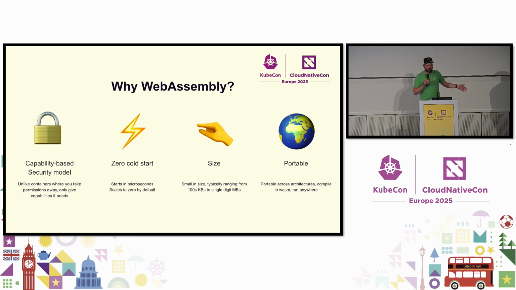Why do we use WebAssembly? Well, it has a capability-based security model, which means you're explicitly granting it permissions to do every single thing that it can do. It's got essentially zero cold start time. It's very tiny, and I mean very tiny, and it's also portable. So those are the big main benefits there.